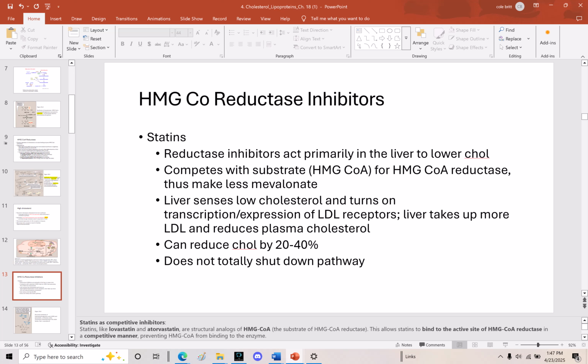I'm going to write on this. Mevalonate. That's what this enzyme does. This enzyme converts, or reduces, HMG-CoA to mevalonate. And what statins do is they compete with HMG-CoA, and they will bind to this enzyme instead. So it competes with the substrate HMG-CoA for HMG-CoA reductase. And essentially, if there's competition, you make less mevalonate. So if you don't make mevalonate, you don't make cholesterol.